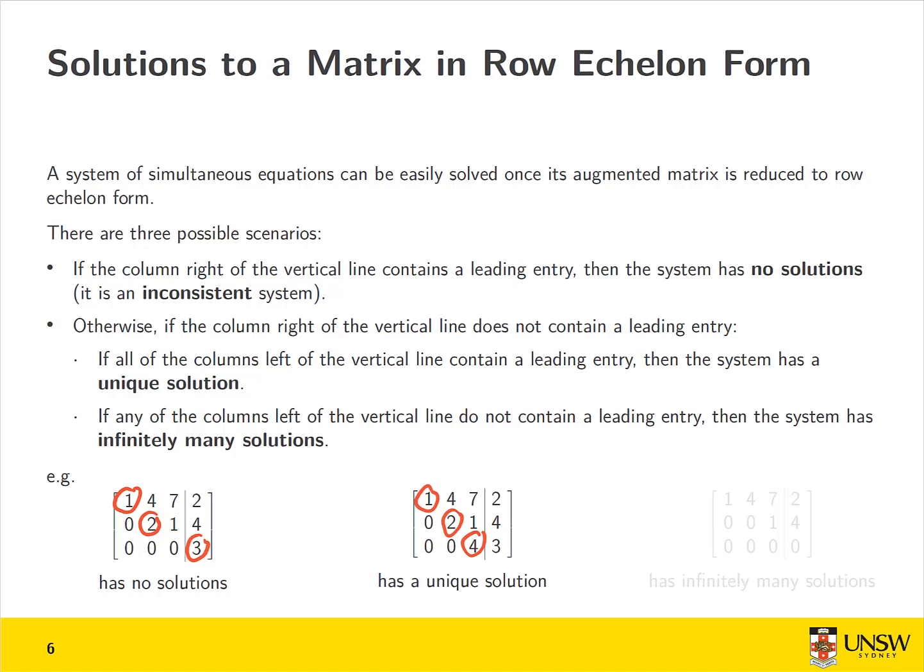The leading terms in this matrix are here and here. The rightmost column does not contain a leading term, so the system has at least one solution. Furthermore, there is a column left of the vertical line that doesn't contain a leading entry. So the system has infinitely many solutions. Next, we will go on to look at each scenario in detail by solving an example system of each type.